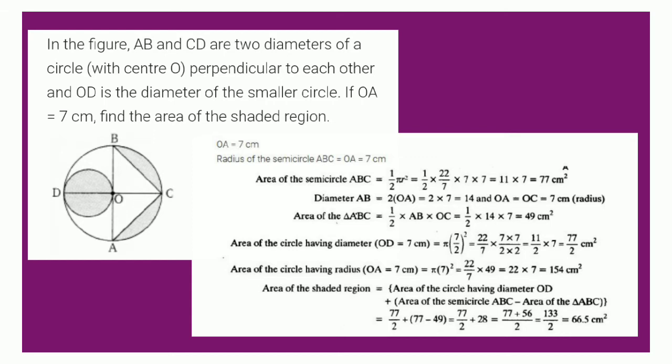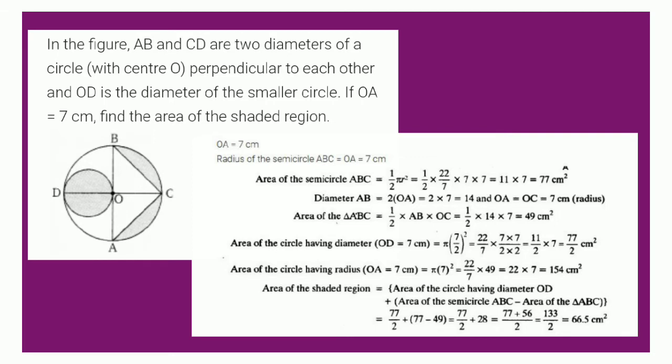So how to find the area of the triangle ABC? We know half into base into height, that is half into base, we can take AB, and height is OC. So half into AB into OC. Here AB is equal to 14 centimeter and OC is equal to 7 centimeter. So half into 14 into 7, by cancellation you will get 49 centimeter square.